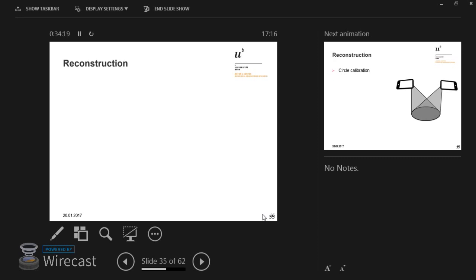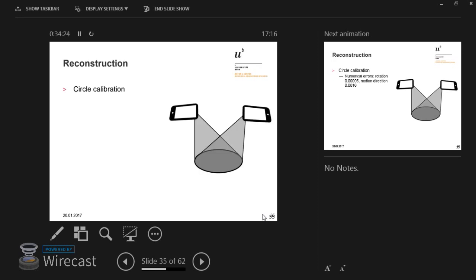Now, in the reconstruction, of course, I tried quite a number of things. And the first one, the most recent one, was calibrating using a circle. So we know that if we have a circle with a fixed size and a photo of it, from the projection we can tell where we are. So to do the camera calibration with this, the numerical errors were ridiculously small. So we could use it very easily.